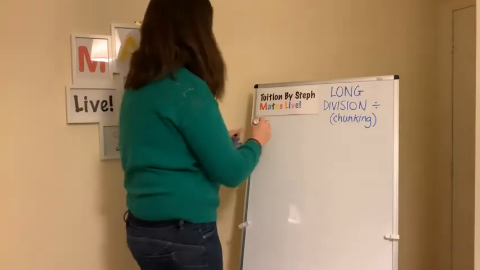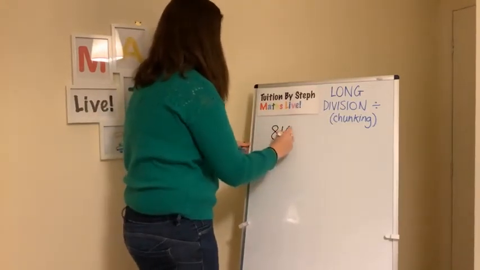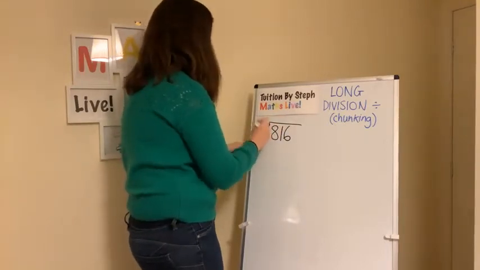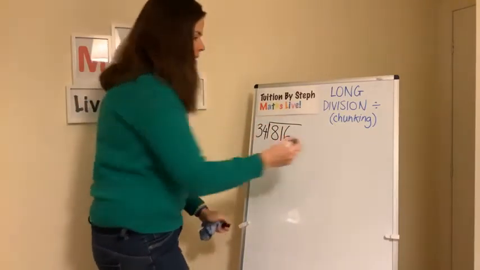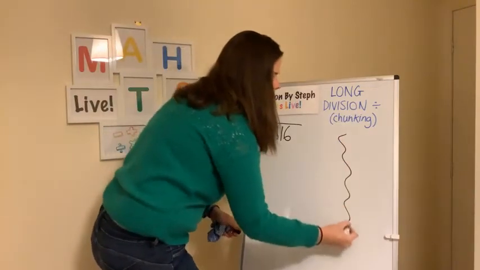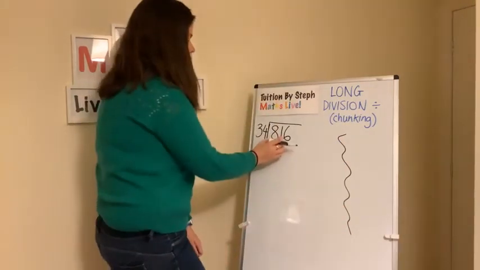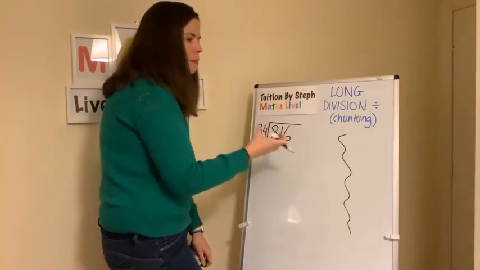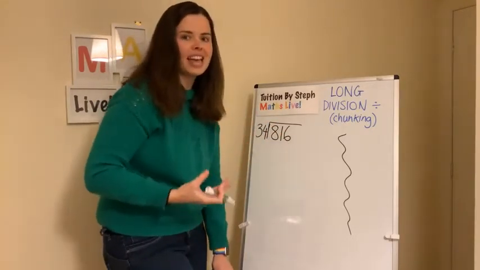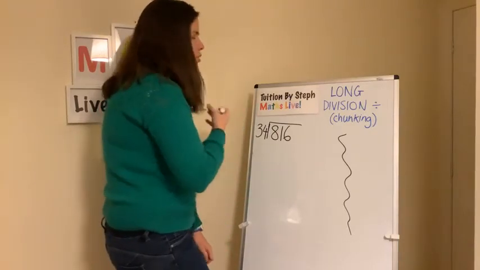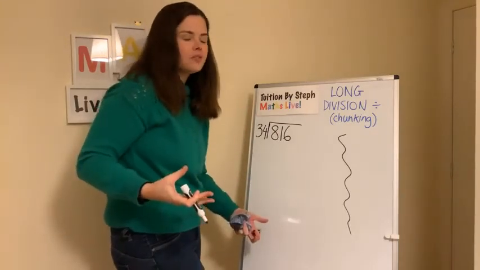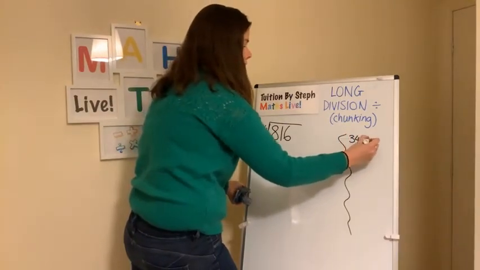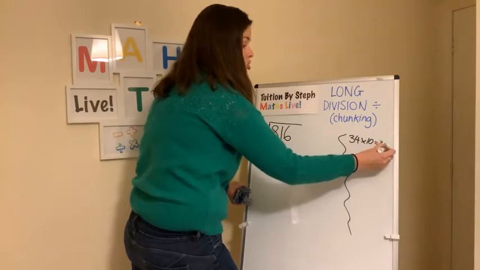Let's try another one. 816 divided by 34. Okay, I'm going to do some working out on the side here because I'm dividing 816 by 34. So it's like, how many groups of 34 are there in 816? And I'm going to make some bigger groups of 34 to help me. So straight away, 34 times 10 is 340. Good start.